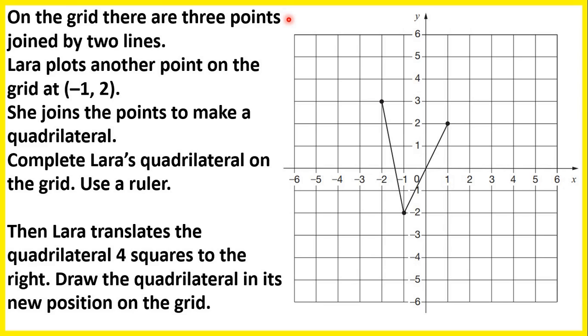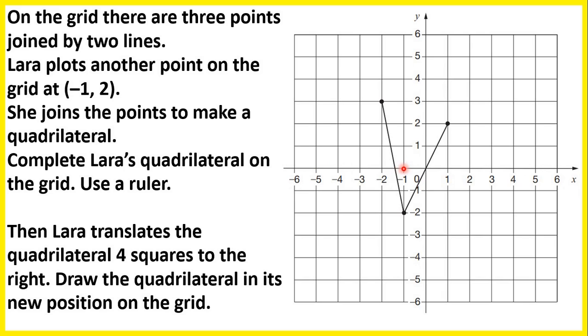On the grid, there are 3 points joined by 2 lines. Lara plots another point on the grid at -1, 2. She joins the points to make a quadrilateral. Complete Lara's quadrilateral on the grid. Use a ruler. So the coordinates are -1, 2, and we need to remember that the x coordinate is written first. So the x-axis is this line here.